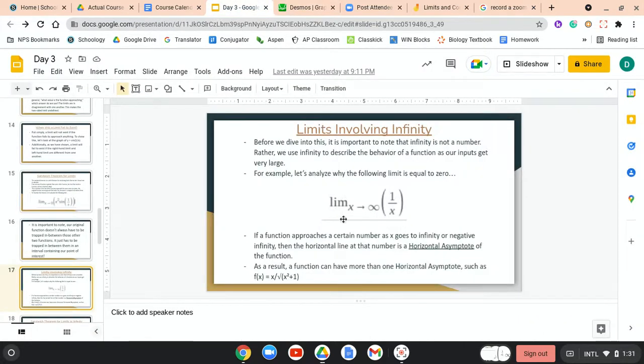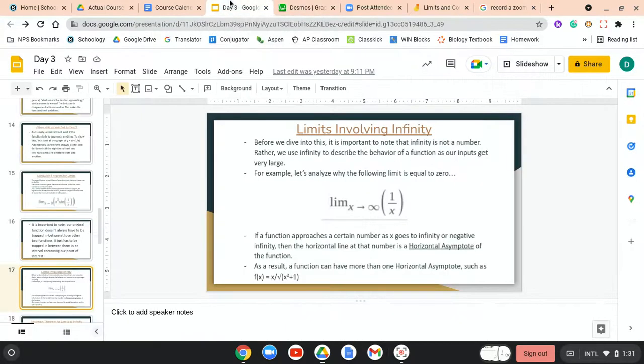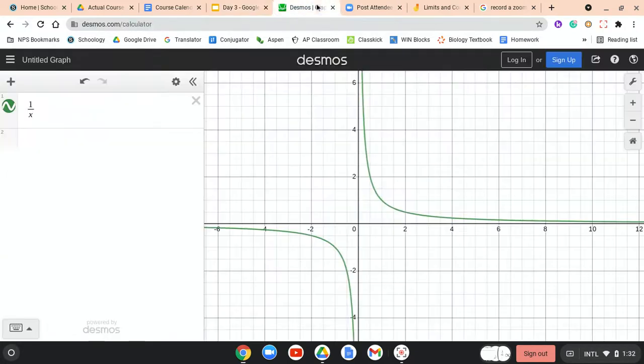So that's why limits involving infinity are often a useful tool, because they describe the behavior of functions when our inputs exceed all finite bounds. If a function approaches a certain number as x goes to infinity or negative infinity, negative infinity just means that we're getting really large negative numbers. So you just keep going to the left. If our function approaches a number as x goes to infinity or negative infinity, we'll have a horizontal asymptote at whatever height it approaches. It's pretty obvious to see why this is true.